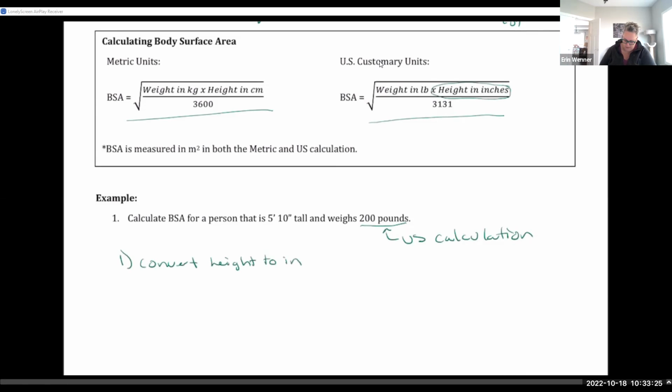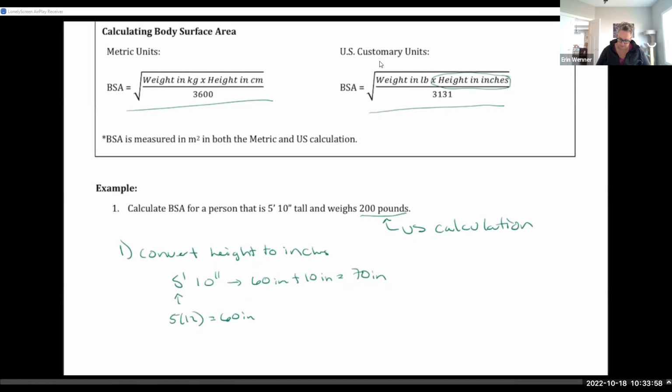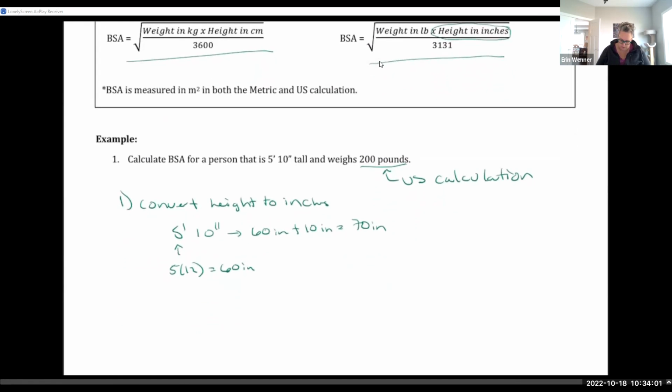Meaning I have 5 feet 10 inches. So remember, there's 12 inches in a foot. If we do 5 times 12, that will give us 60 inches, plus those additional 10 inches, which gives us a total height of 70 inches. And then we need to know their weight in pounds, which we're given. So step two is going to be to plug our values in and calculate BSA.